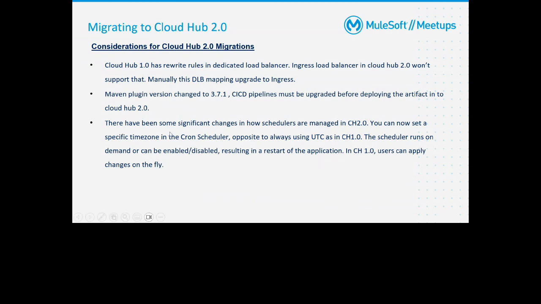There have been some significant changes in how schedulers are managed. Earlier, we had the UTC time zone defined, so every schedule we had to define in UTC. Now we have the feature to define our own specific time zone in the cron scheduler. That is something which is added in 2.0. And one more thing: when we want to change any schedules in CloudHub 1.0, we can just go there and change it on the fly, with no restart of the application. But in 2.0, it restarts whenever you demand anything like enabling, disabling, or changing. So that is also a change.